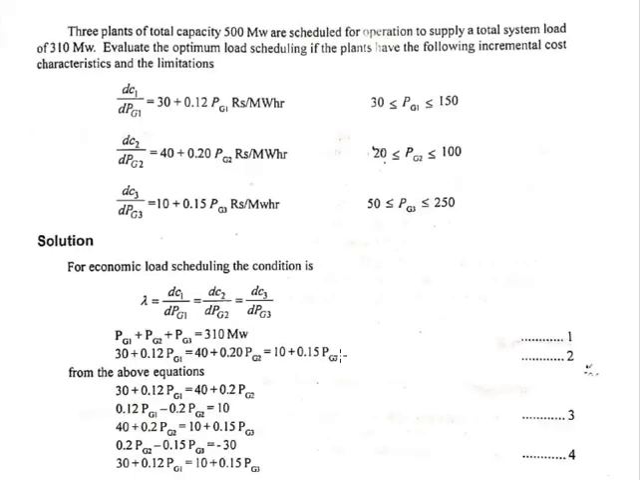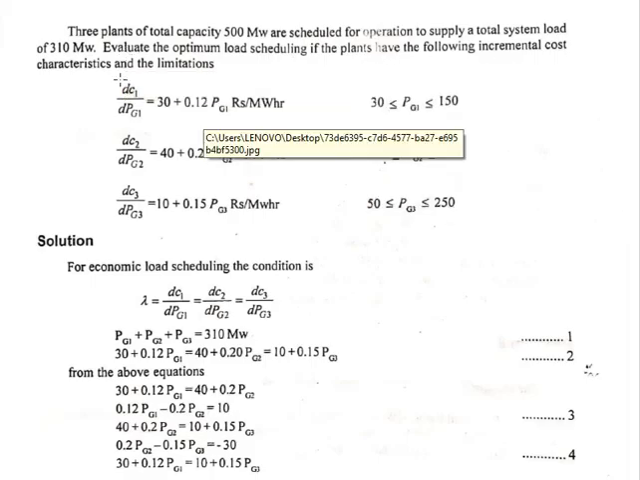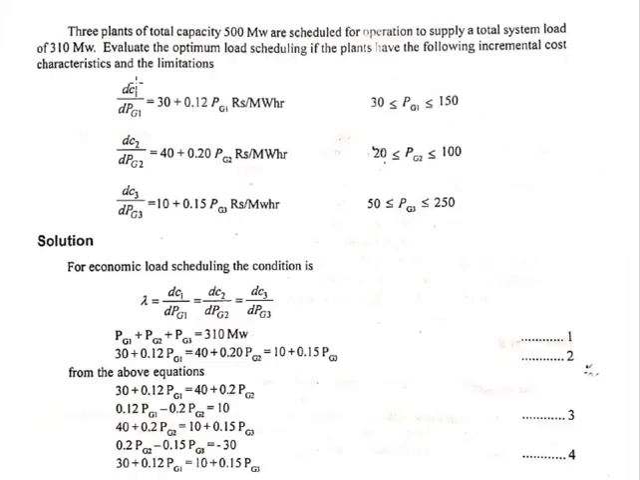So next, coming to problem number 3. Here 3 plants of total capacity 500 megawatt are scheduled for operation to supply a total system load of 310 megawatt. Evaluate the optimum load scheduling if the plants have the following incremental cost characteristics and limitations. So he has given ∂C1/∂Pg1, ∂C2/∂Pg2 and ∂C3/∂Pg3. These three are the incremental fuel cost equations, and these are the individual plant limitations.